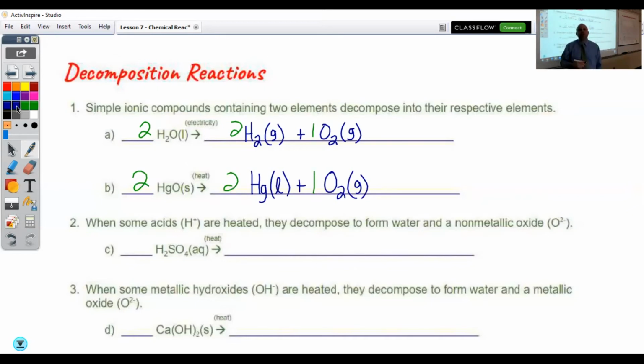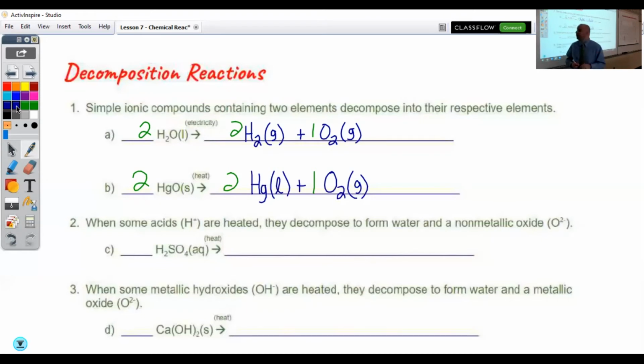So just like we saw for synthesis reactions, there are different subcategories for decomposition reactions. And in fact, many of them are very similar but opposite to what we saw for synthesis reactions. Here's an example. In this case, when we have an acid and we heat it, it decomposes to form water and a non-metallic oxide. You might remember from when we talked about synthesis reactions, taking a non-metallic oxide and adding it to water created an acid. Now we're simply undoing that process.